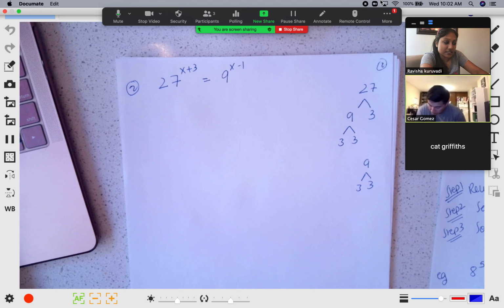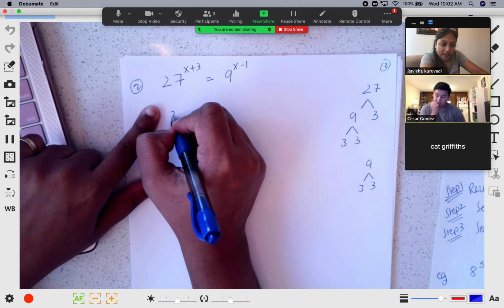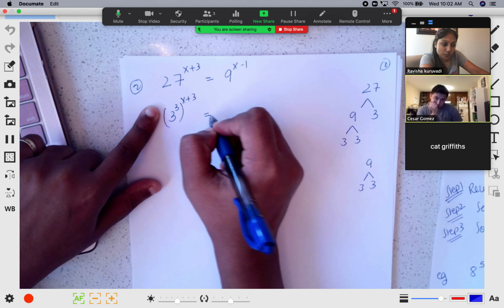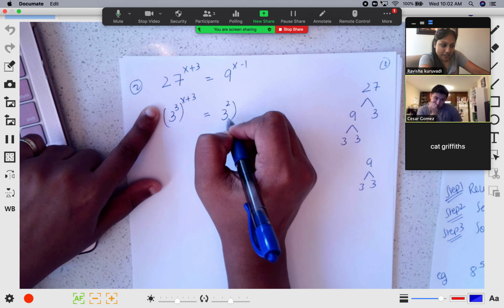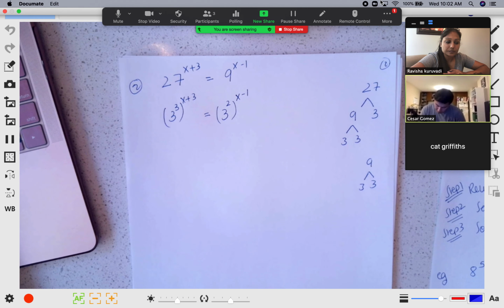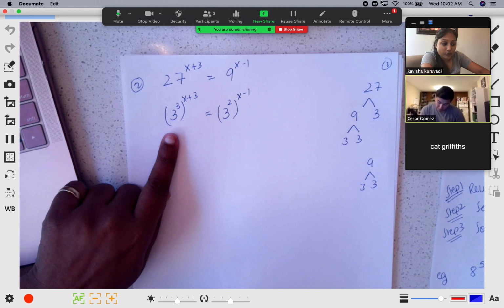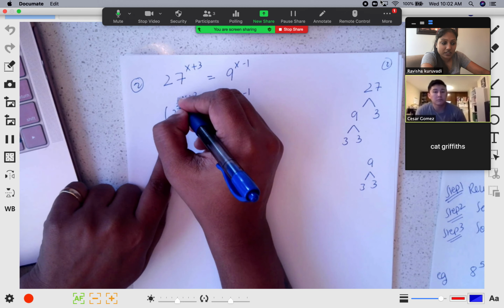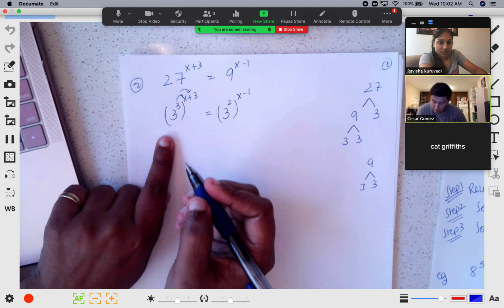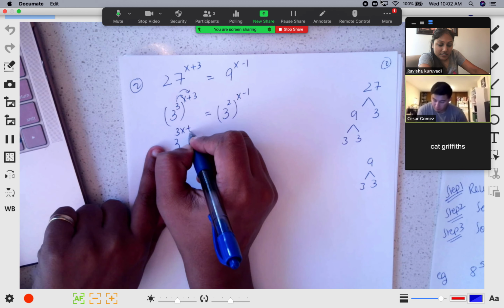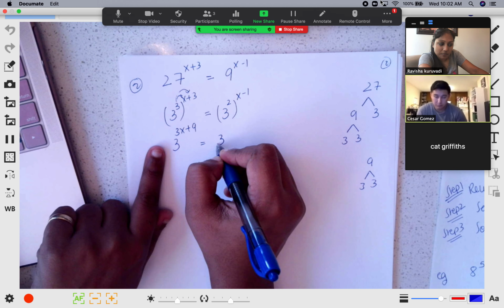So I'll write 27 as 3 to the power of 3, and it will be x plus 3. And then here will be 3 to the power of 2, because 2 of them makes it, then it will be x to the power of 2 to the power of x minus 1. In this case, when you open the bracket, you have to multiply this 3 with each and every term here. You have to distribute, not just with one term, with both terms. So it will become 3 to the power of 3x plus 9 is equal to 3 to the power of 2x minus 2.